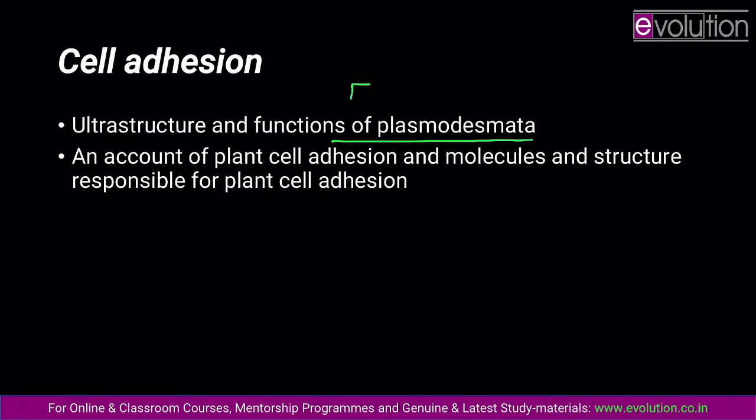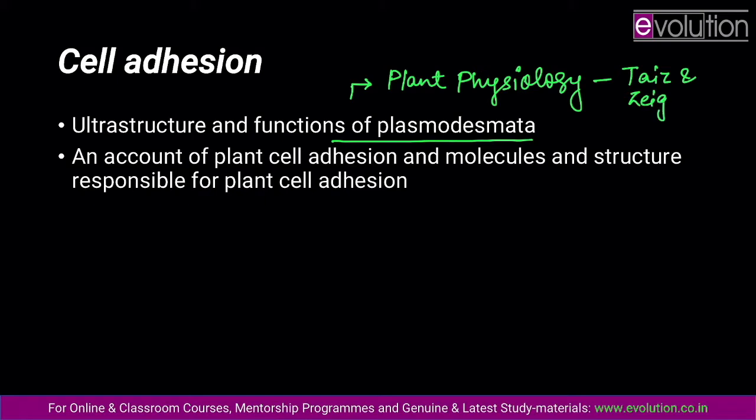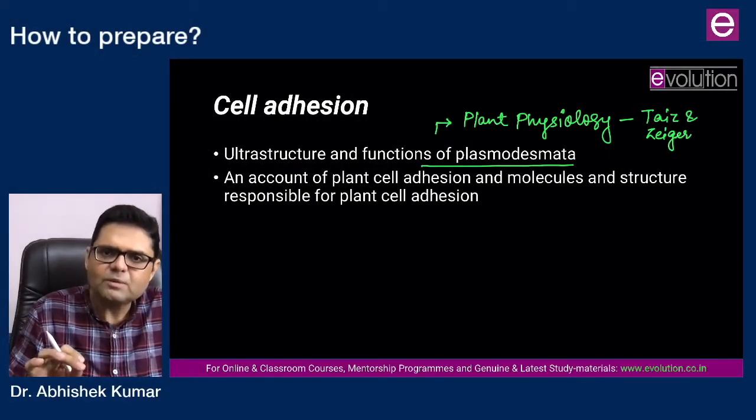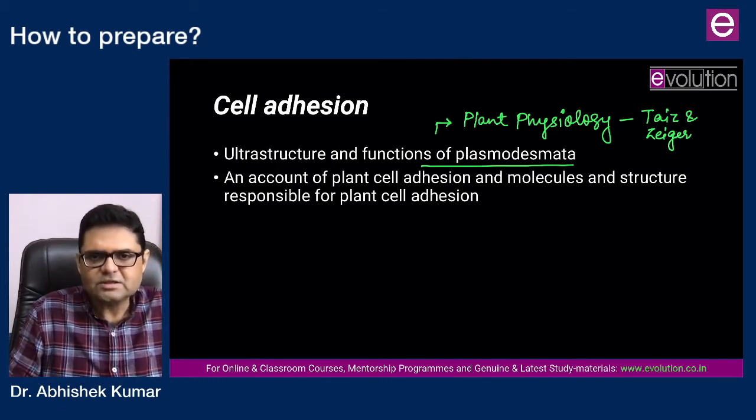Best coverage of plasmodesmata is given in plant physiology textbook by Taiz and Zeiger. You do not find this good a coverage in any of the cell bio books. So especially for plasmodesmata, you should be studying the first chapter of Taiz and Zeiger. There it will give you a very good coverage of plasmodesmata: what is the ultrastructure, how it is formed, what are the types, and so on.